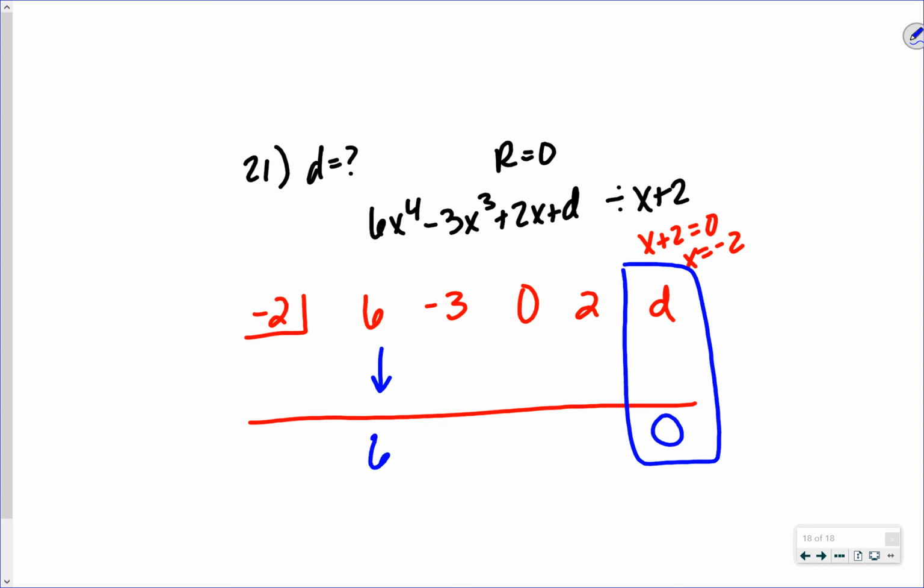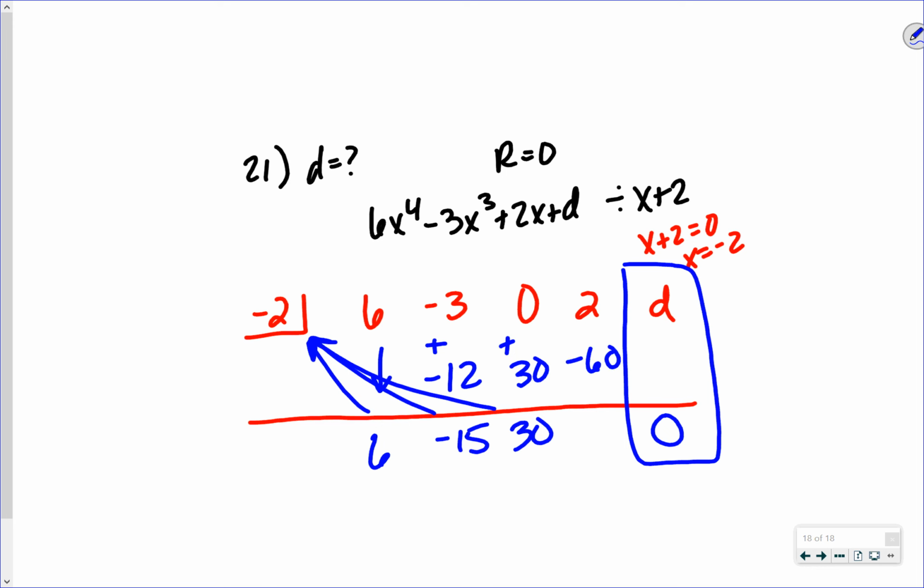So start by bringing down the 6. 6 times negative 2 is negative 12. Add straight down. Negative 3 plus negative 12 is negative 15. Times negative 2 is a positive 30. Plus 0 is just 30. 30 times negative 2 is negative 60. Plus 2 is a negative 58. Negative 58 times negative 2 is a positive 116. So I know that d plus 116 will be 0. So d has to be negative 116.